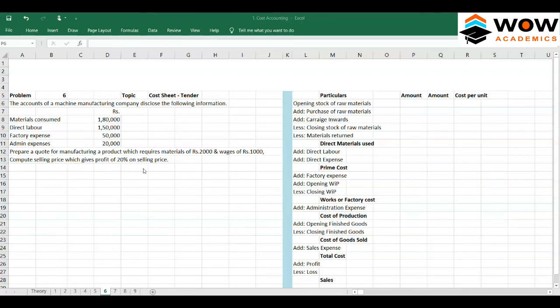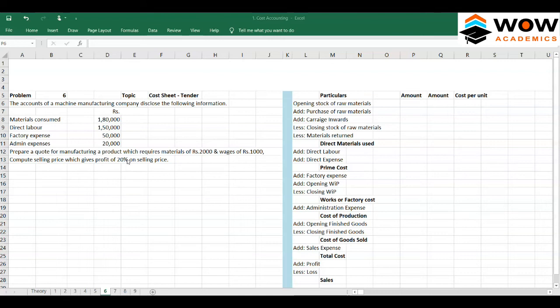Okay, so they're not asking you to find out the cost for this. They're not asking you to prepare a cost sheet. They're asking you to find out what would be the selling price for a tender. Okay, they want to give a quote for this. And how would we do this?